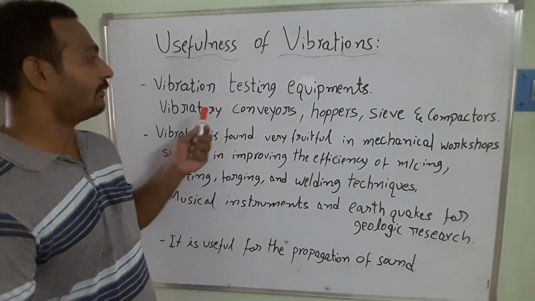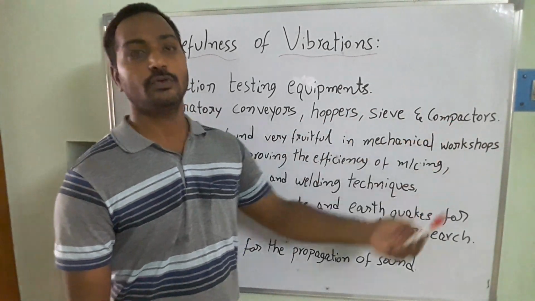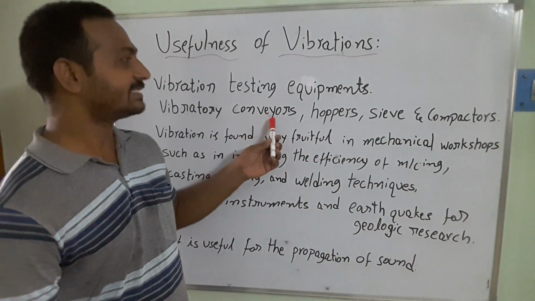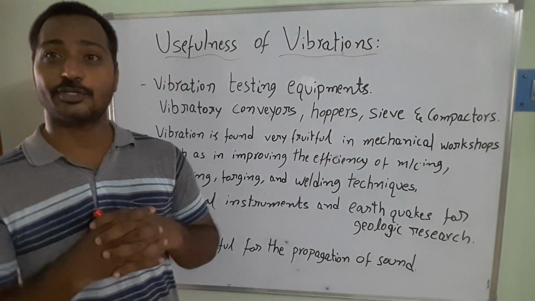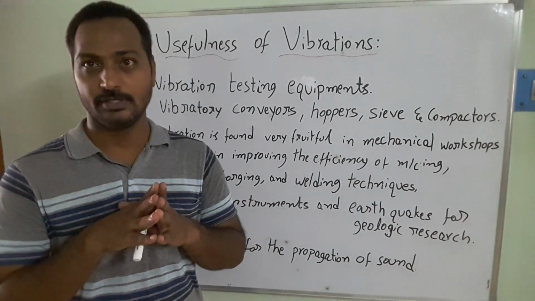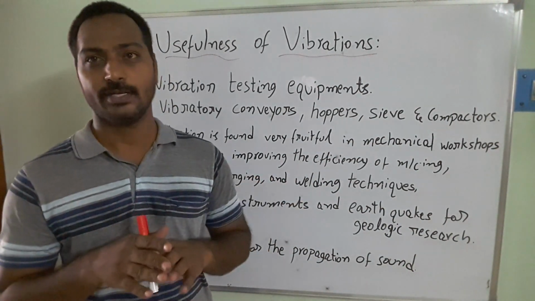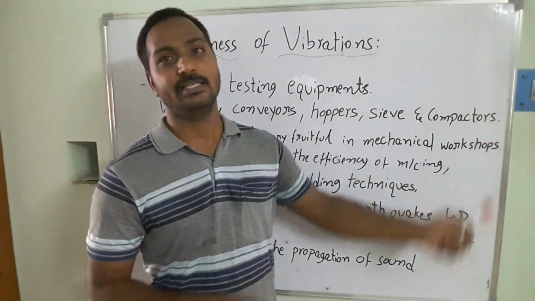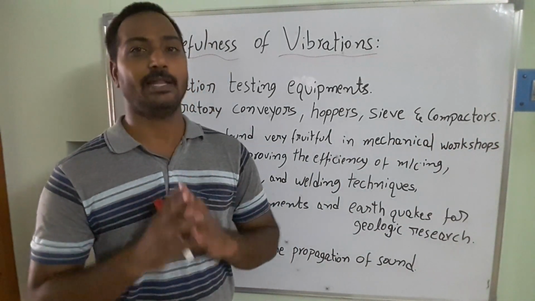So next one, the vibrating conveyors, hoppers, sieves and compactors. In this case, the conveyors, hoppers and sieves are generally used for the transportation or the separation of different sizes of materials. Some different grades of the components are going to be separated, right? And the next one is the compactors. Most of the time they are used for the compaction of powder metallurgy.